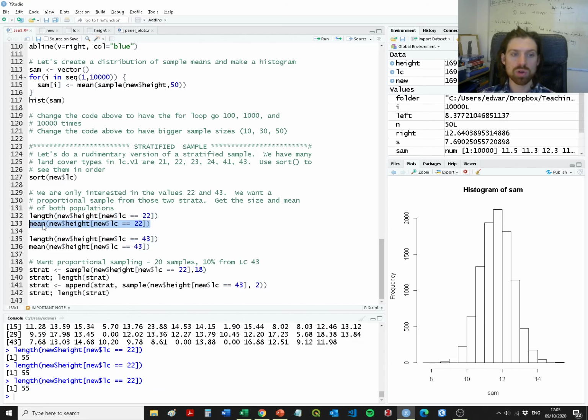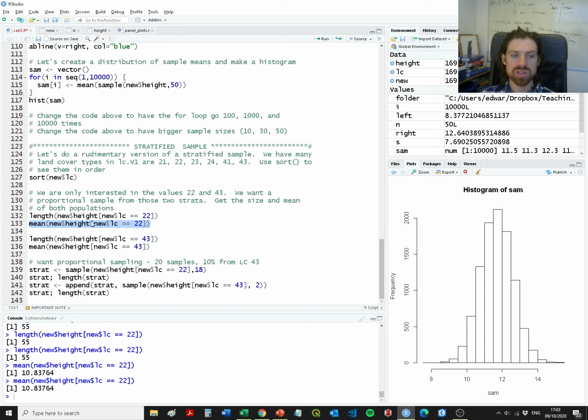And then for all of the height values as well, what we could do is take the mean. Again, this is saying, give me all of the values that equal 22 in the land cover type, and it's going to be true or false. Then it says subset those heights that are equal to 22. And when we've got that, we're going to take the mean value. So that's fairly straightforward, I hope. We're going to repeat that for land cover type 43, as you can see here.